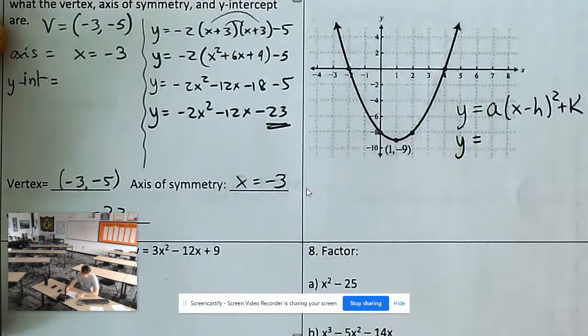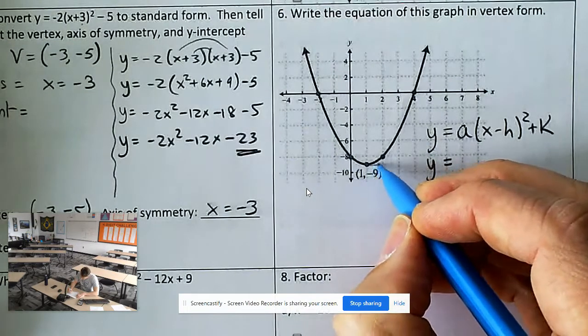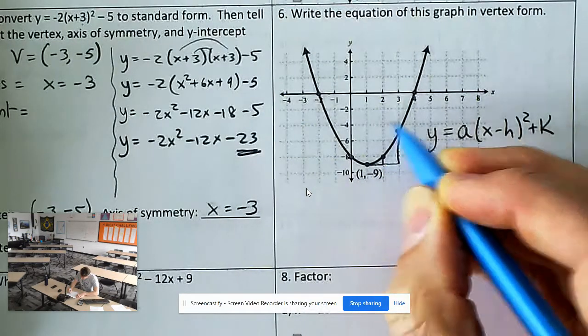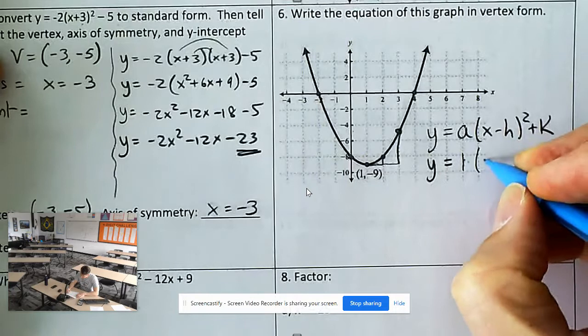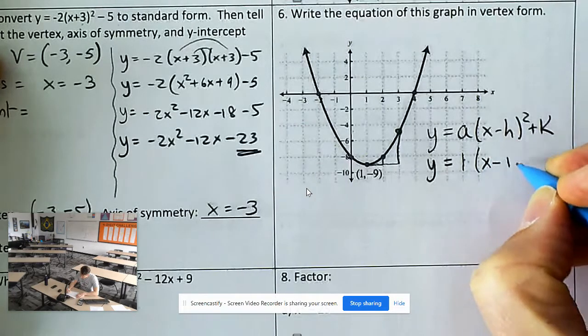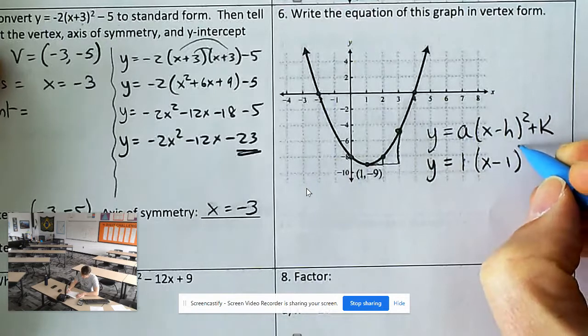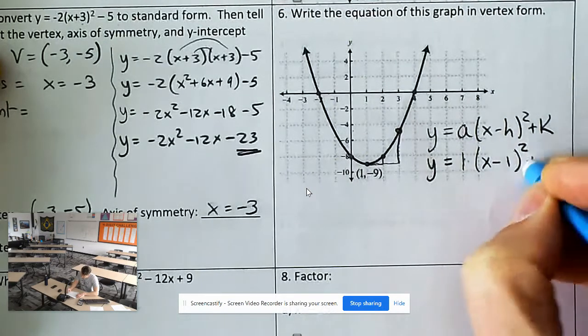So my A is, well, I'm going to find out. Let's find out. So I go out 1, up 1, out 2, up 4, because it's counting by 2's here. And therefore, it's a standard pattern, so it's just going to be 1, and then x minus 1, because that's the x value of the vertex, squared, and then plus negative 9, or I guess I should say minus 9.